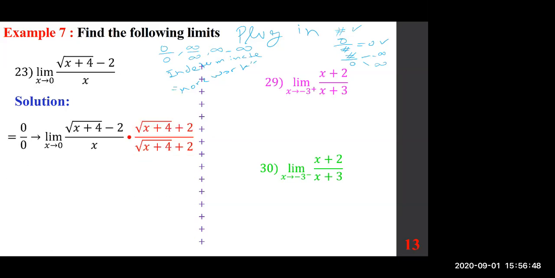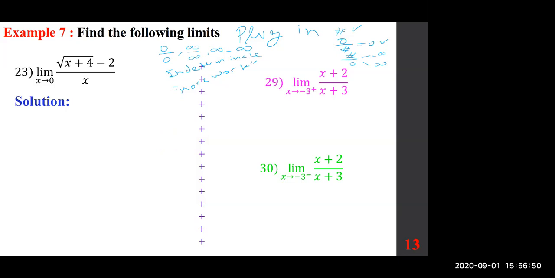So let's look at the very first one. I hope you see that if you plug in, you get 0 over 0, class. Plug in number 0. You get square root of 4, which is 2, minus 2 is 0, and the bottom is 0. So when you get 0 over 0, there's a technique involved. For a case like this, you multiply by the conjugate. Now, what is a conjugate?